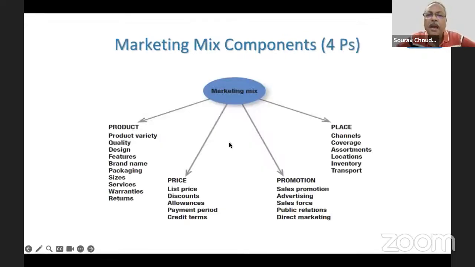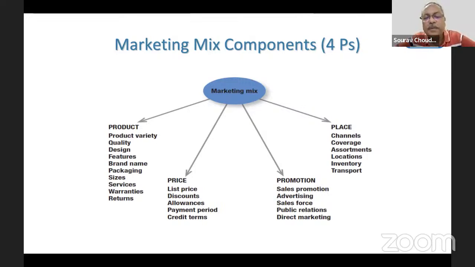Okay. Marketing mix. This is one of the key things of marketing, the primary basic thing of marketing. There are 4 P's of marketing, as they call it, the basics. The first P is product, second P is price, third P is promotion, fourth P is place. Now, product: the variety of product, quality, design, features, brand name, packaging, size, services, warranties, returns.